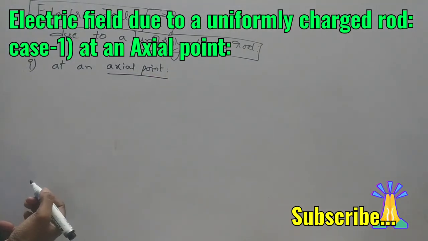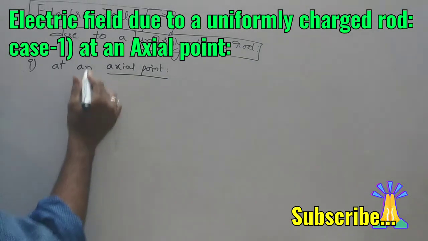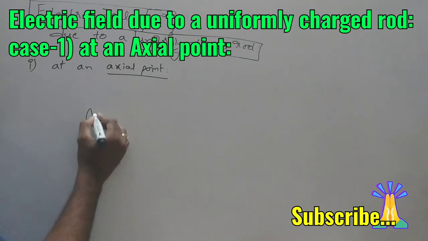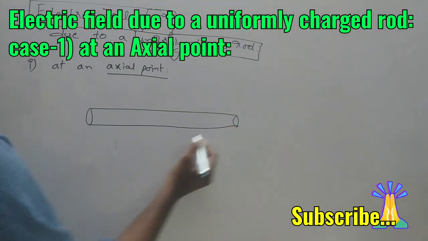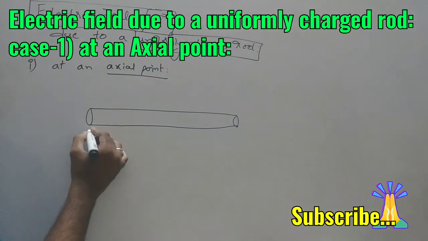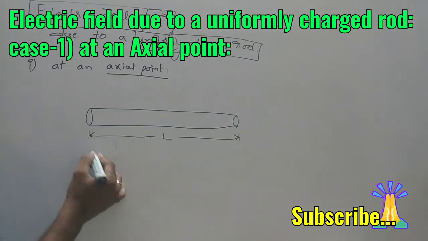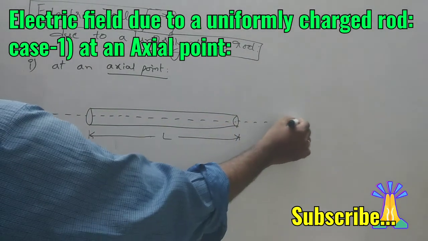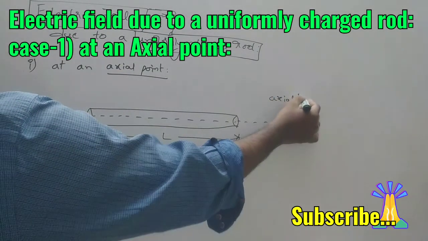First of all, what is an axial point and what is a uniformly charged rod? This is the given rod, and let us suppose the length of this rod is L. If I draw a line along the length, this line is called the axial line.